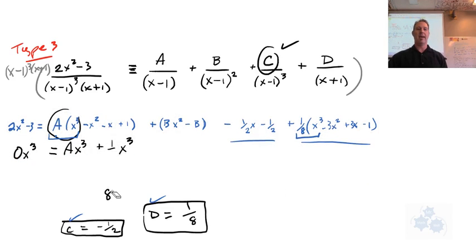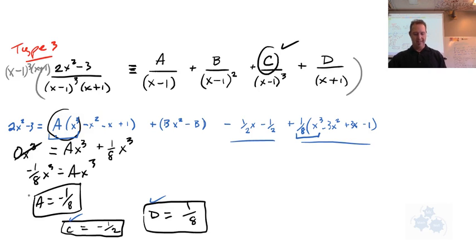Okay, so what is A? Negative 1/8. Okay, so that's gone. Negative 1/8 x cubed equals ax cubed. That means A equals negative 1/8. Very good. That seemed too easy, didn't it? But if you use that little bit of logic there.